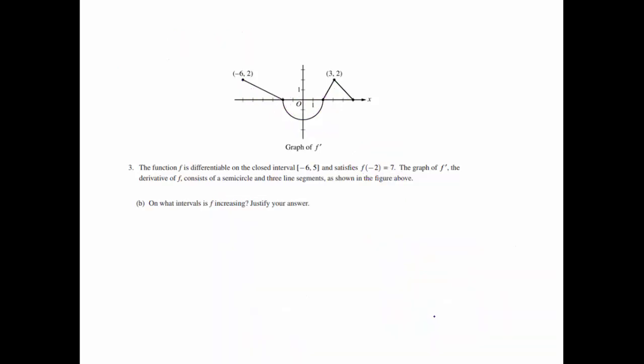Okay, part B: on what intervals is f increasing? If I want to know where f is increasing, I need to make an f prime chart. If this is f prime, I will be looking above and below. So if I make my f prime chart, we are above the x-axis until -2. I am below the x-axis until 2, and I'm above the x-axis after that. So if I'm looking for where I am increasing, it would be here and here.